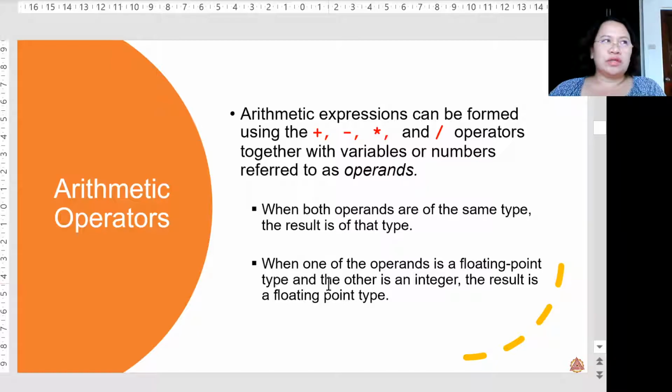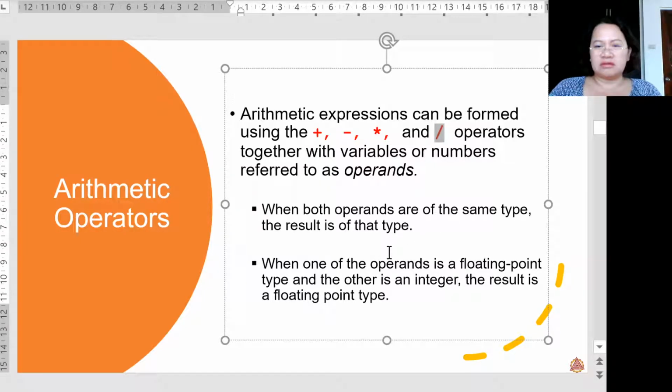Now, we're used to the letter X as the multiplication operator, but since the letter X already is meant for the letter X itself, for all programming languages, the multiplication operator is actually the asterisk. And for division, there is no character on the keyboard where you have a bar and a dot at the top and a dot at the bottom. So for division, we are using the forward slash. Okay, this forward slash is our division operator.